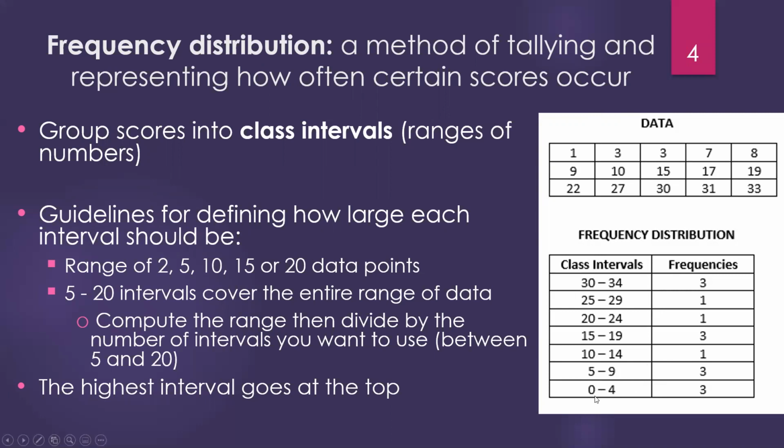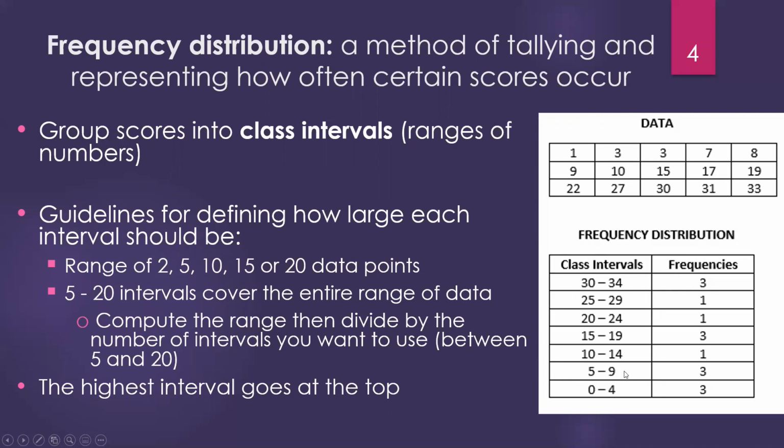So I have here class intervals that range from 0 to 4, 5 to 9, 10 to 14. And so this 0 to 4 has a frequency of 3. Where does that come from? There's 3 values in our data set that are between 0 and 4, right? 1, 2, 3 in the data set. The 1, 3, and 3 are the 3 values that are between 0 and 4.